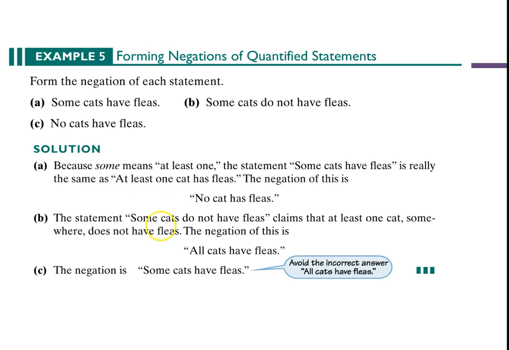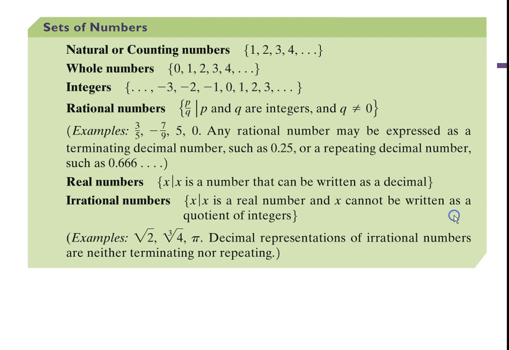For B, all cats have fleas. And then the negation of no would be some. And they're giving you this little note here. Avoid all cats have fleas. The negation of no is not all. It's some. So as you do your multiple choice selection of statements in your homework, that's something you'll have to look at carefully. And this is a repeat.